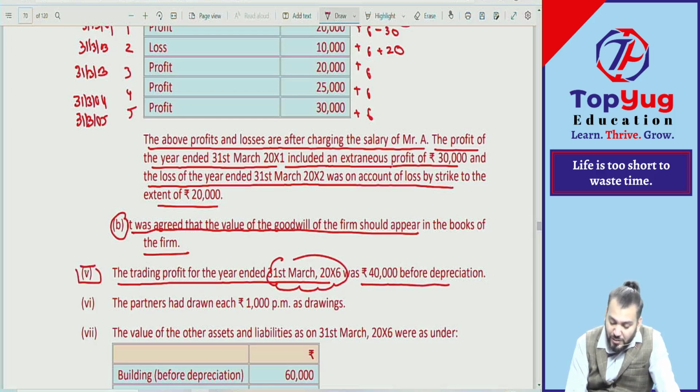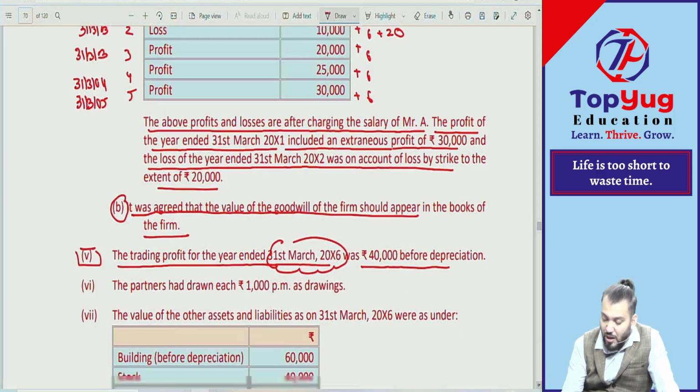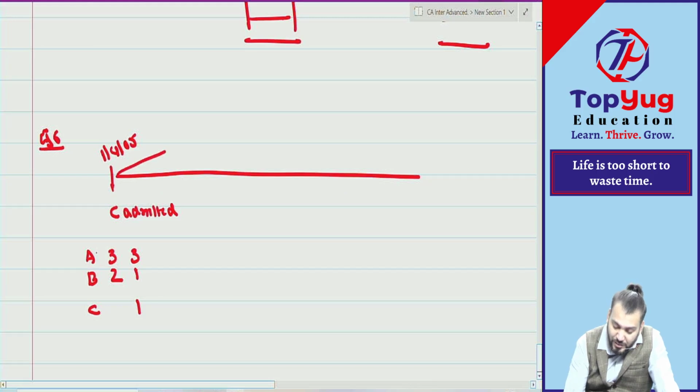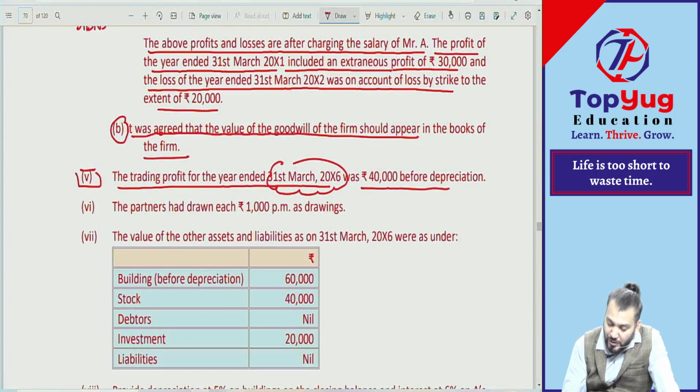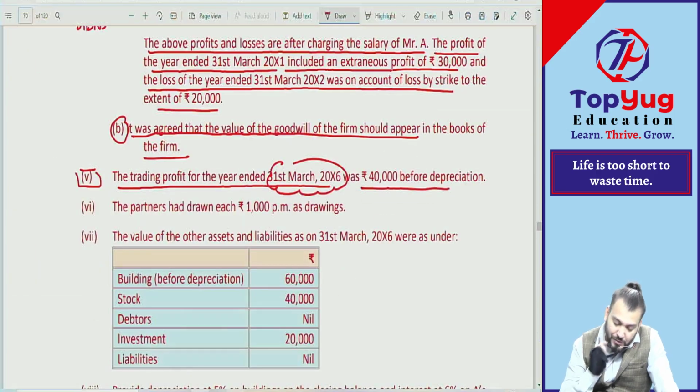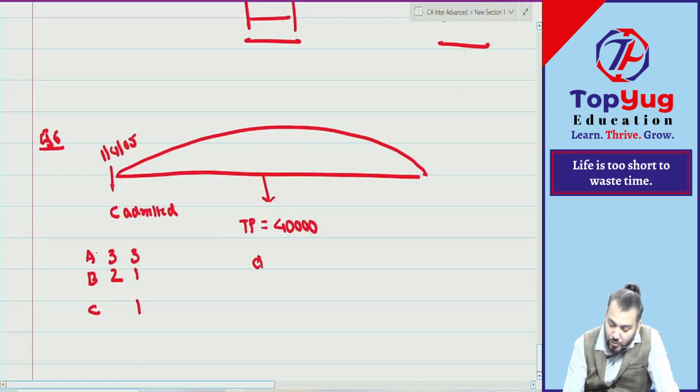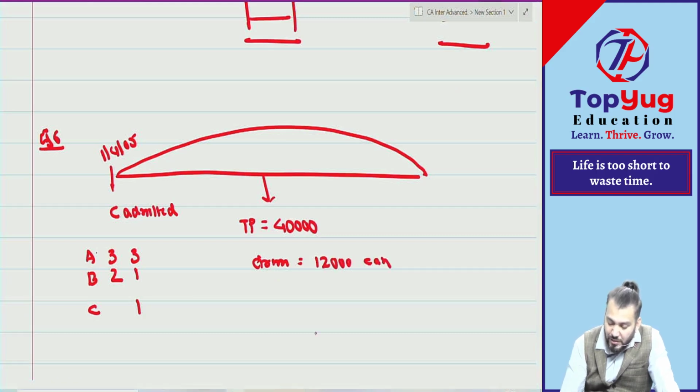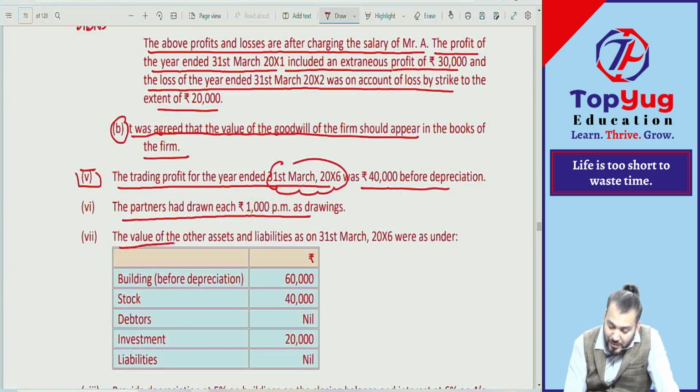Now why have they given this point? This is not related to admission; this is after admission. So this year's profit they have given. How much trading profit? 40,000 before depreciation. The partners had drawn 1,000 per month each, so they have given drawings also. Drawings of each partner is 12,000 each. The value of other assets and liabilities as on 31st March 2006: they have given building before depreciation, stock, debtors nil, 20,000, liability nil.